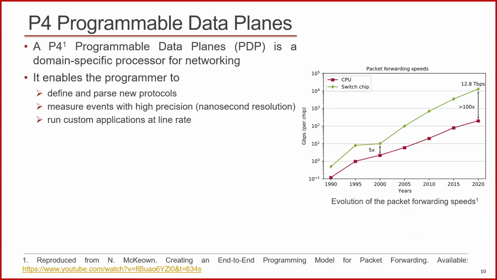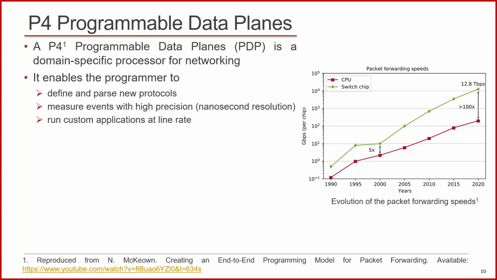This figure on the right shows the comparison between a typical CPU and the switch chip over time. For example, in the year 2000, the switch chip was 5 times faster than the CPU. Here we are talking about gigabits per second. In 2020, the gap increased to 100 times faster than the CPU. So we are getting this added value although we have a fully programmable device.